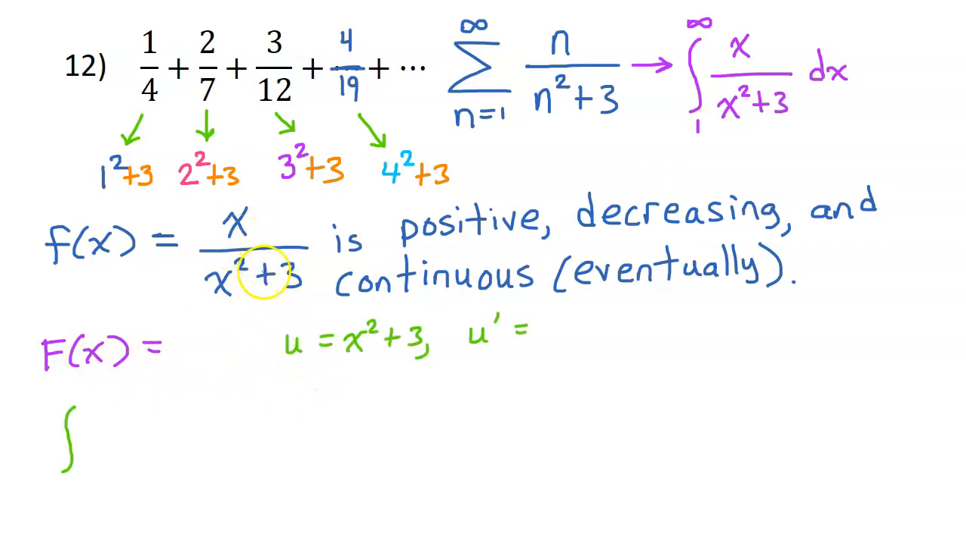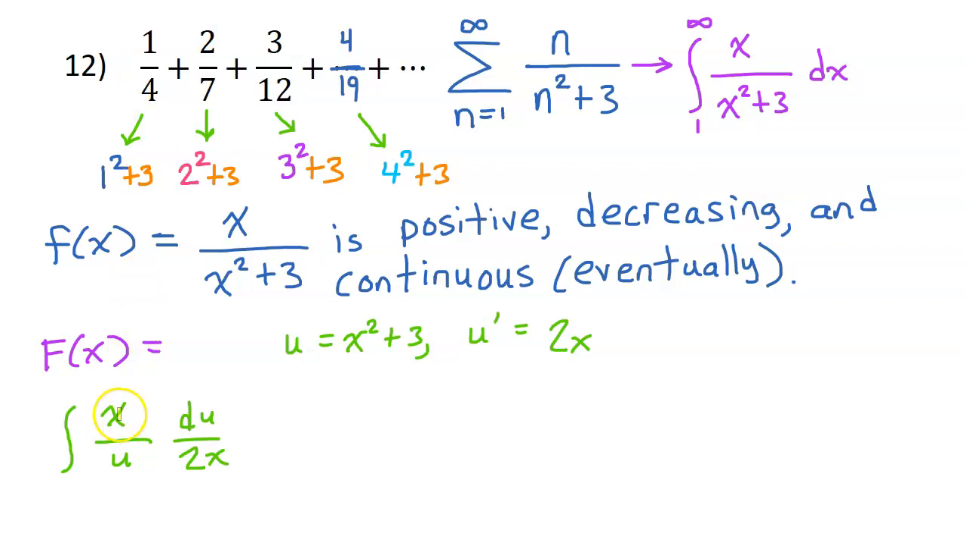You can probably find this antiderivative in your head using a mental U-substitution, but I'm going to show it and then just erase my work. Imagine that u is x squared plus 3. That means u prime is 2x. So the original expression x over x squared plus 3 now becomes x over u. Instead of writing dx, we write du over u prime. In other words, du over 2x.